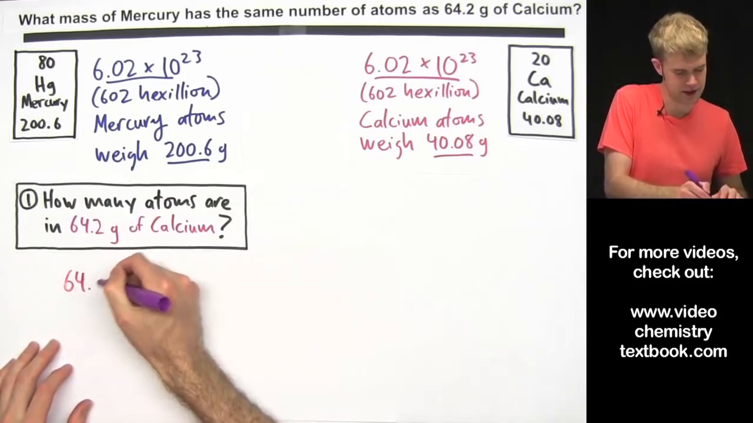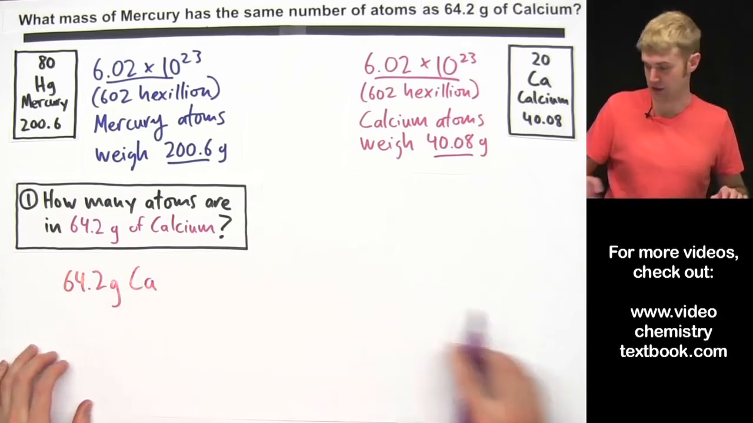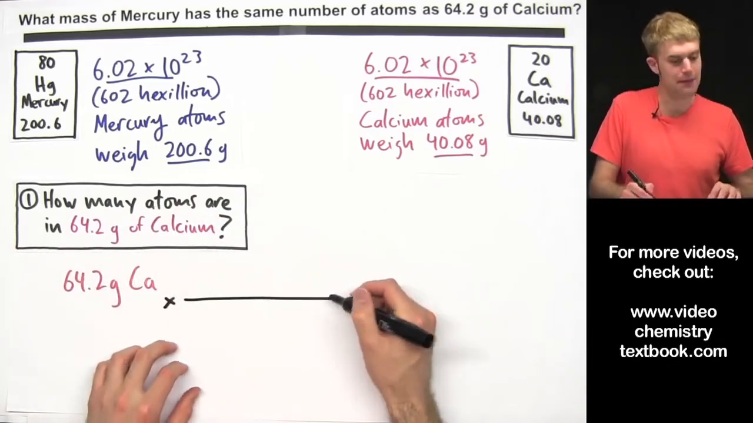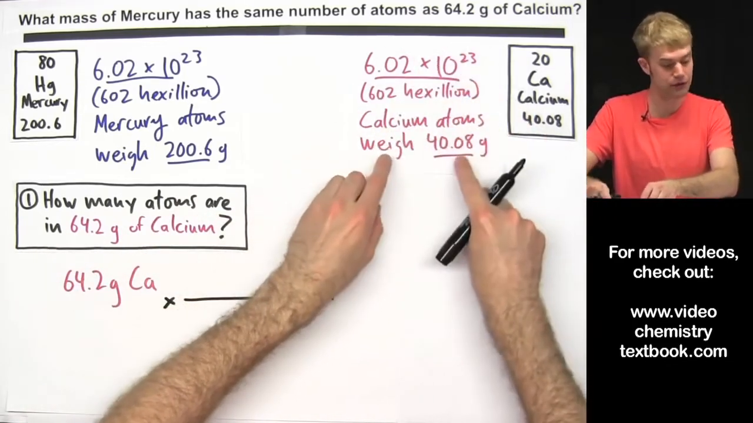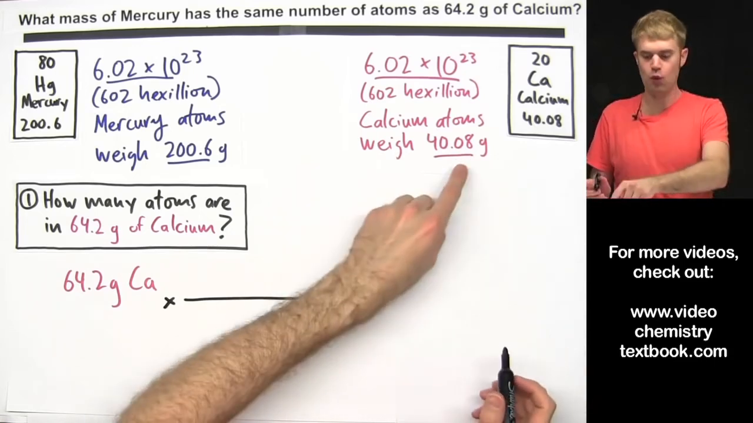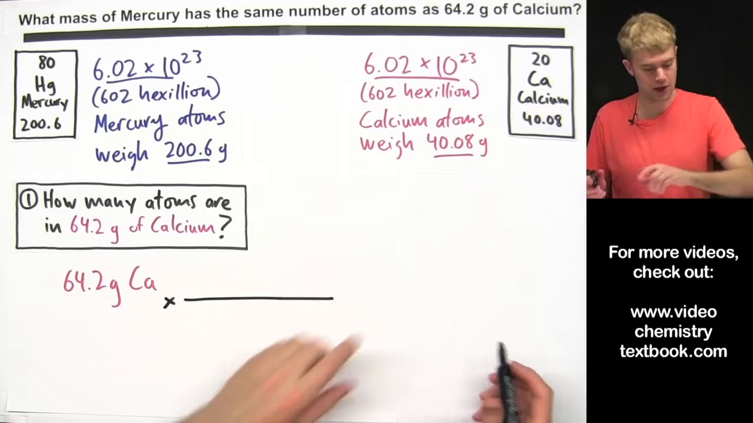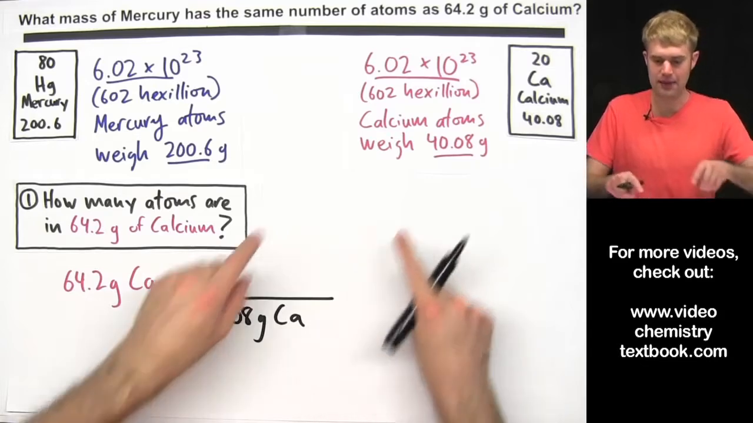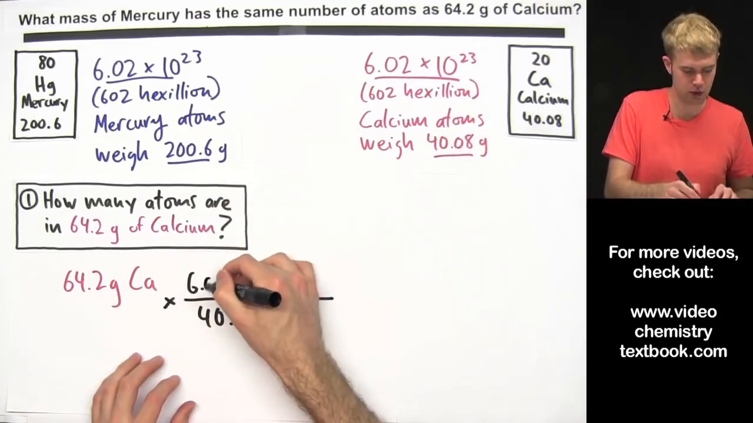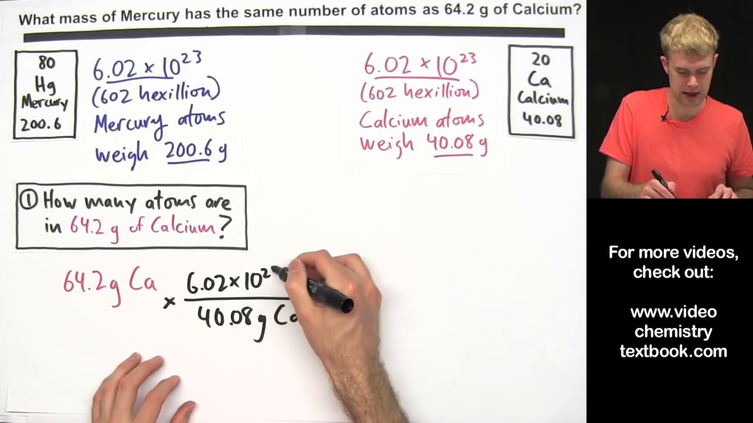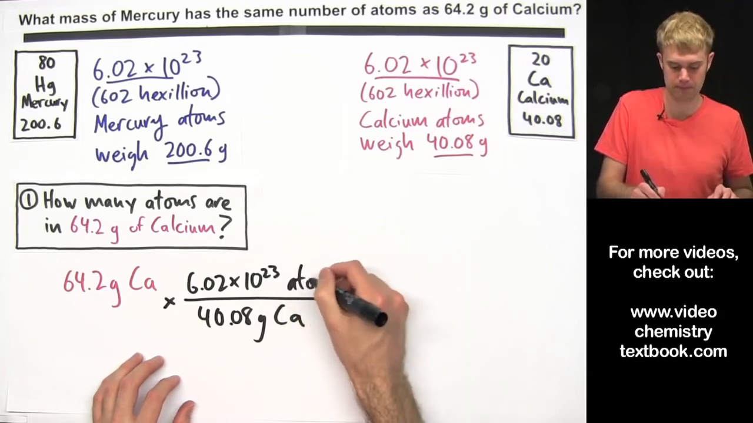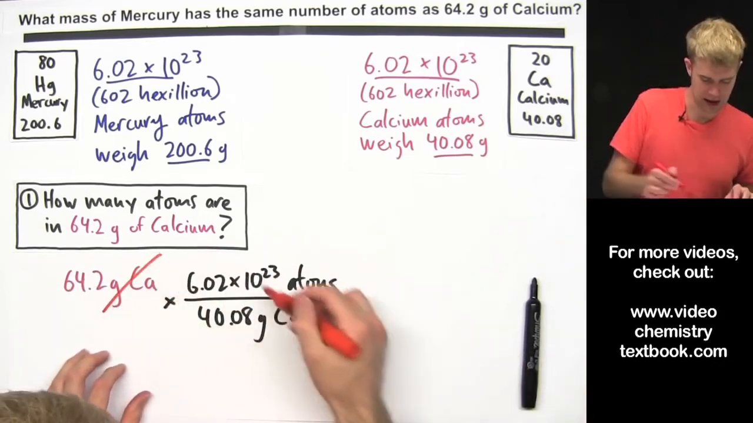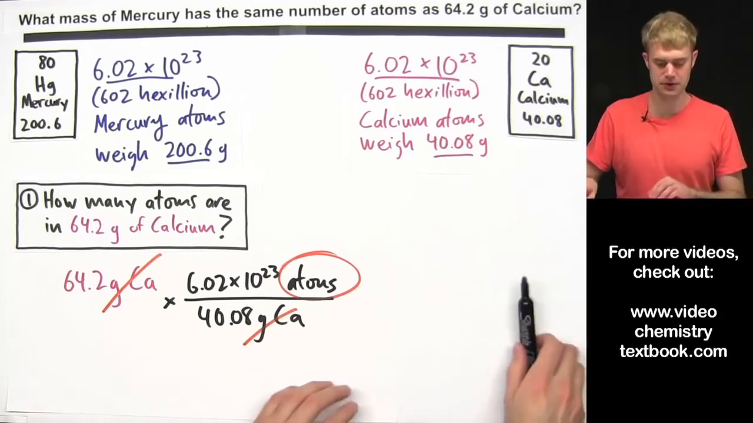Okay, so I'm going to start here with 64.2 grams of calcium. And now I want to figure out how many atoms are in that. So I'm going to multiply it by a conversion factor that I can make from this information here. I want to get rid of grams, so I'm going to put grams on the bottom. I'm going to do 40.08 grams of calcium. And then on the top, I'm going to put 6.02 times 10 to the 23rd atoms. Okay? So now we got grams calcium here, grams calcium here. They're going to cancel out. I'm going to be left with atoms of calcium.